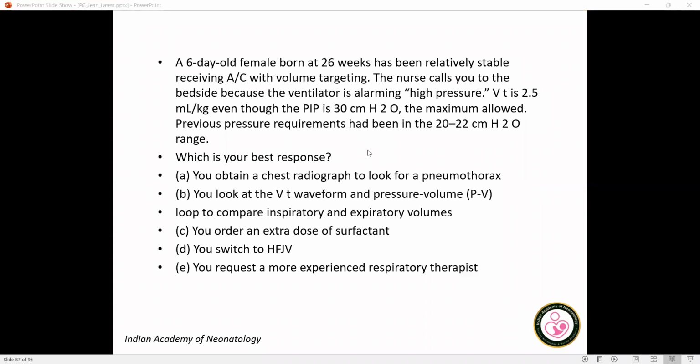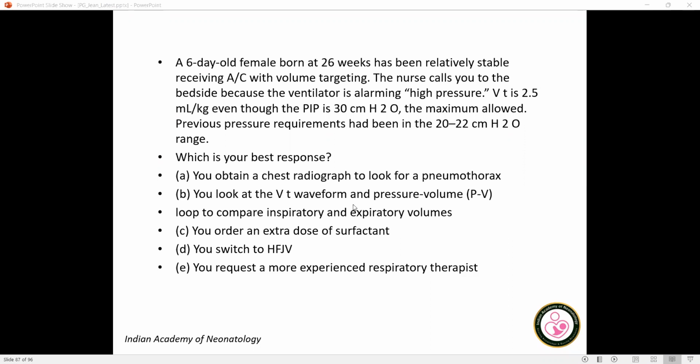Here we see a low VT in spite of high pressure. So two possibilities are there. One, the lungs suddenly became stiff. But we already said that the baby was stable till then. Suddenly that cannot happen. So the more common thing, with more chances, is a leak. That is, the gas is not reaching the alveoli; somewhere it is leaking. So the next best response is to see the waveform. Both VT and PV and others, we can also see, to compare the inspiratory and expiratory volumes. That is the best response.